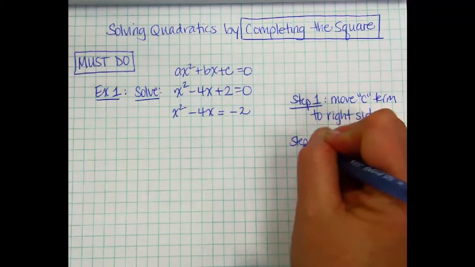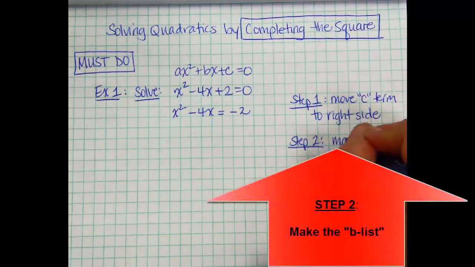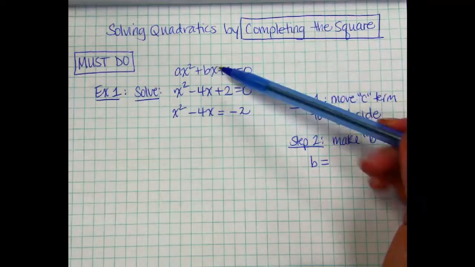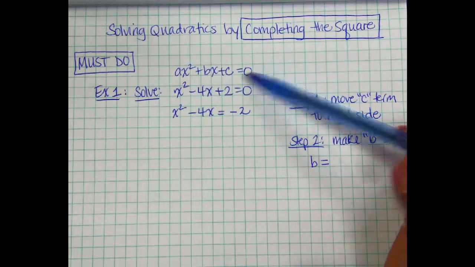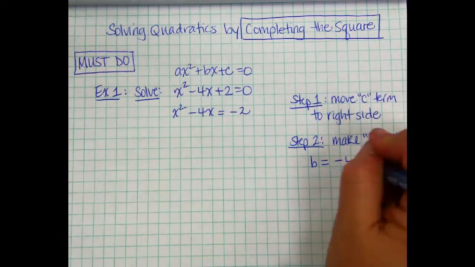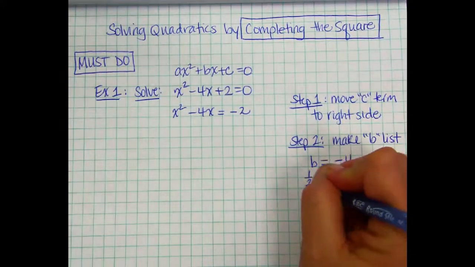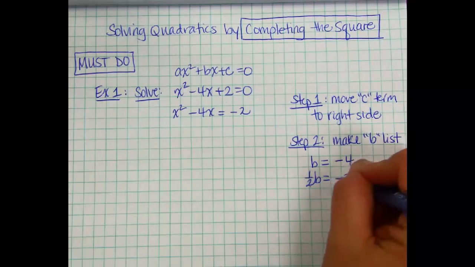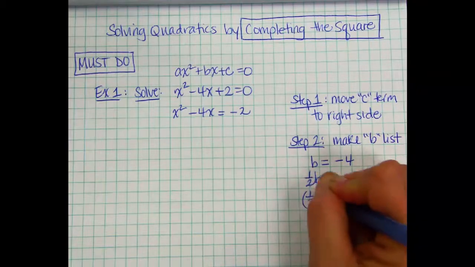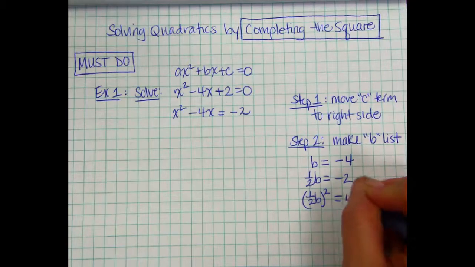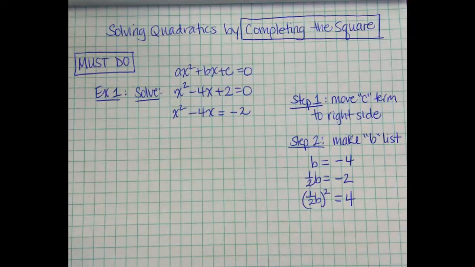Step 2, we make what we call the b list. And here's your b list. You write down what your b value is. Well, again, with ax squared plus bx plus c equals 0, in this case b, the term attached to x, is negative 4. Then you need to write down what half of that b value is. In this case, half of negative 4 is negative 2. And then you need to write down what that half b value would be when we square it. Negative 2 all squared is positive 4.